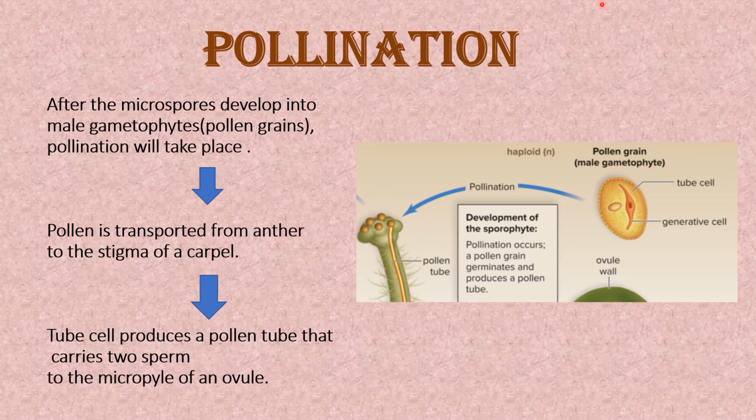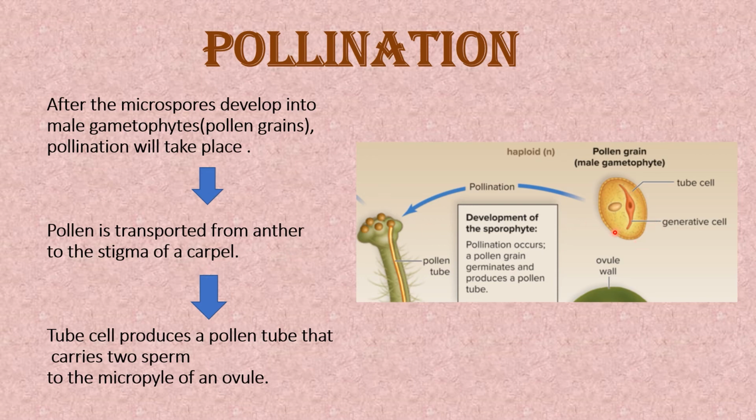Pollination. What is pollination? Pollination is transferring the pollen grains from the anther to the stigma of the carpel. How is this happening? First, the microspores develop into the male gametophytes, which are also known as the pollen grains, in the male reproductive part, which is the anther. And after that comes pollination, which is the transportation of pollen from the anther to the stigma of a carpel.